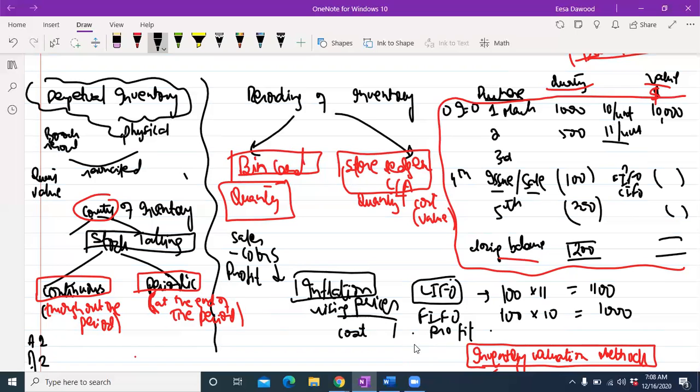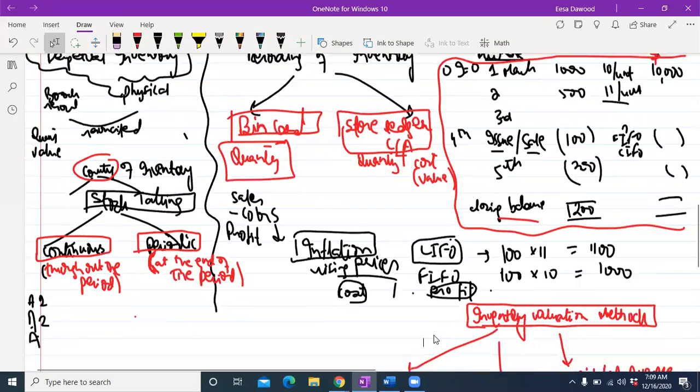the cost will be low and the profit would be up. So whichever valuation method, because of the fluctuation of the prices at the time of the issue, the storekeeper may get stuck as to which stock to issue, at the oldest price or at the latest price, and that will have an impact on the cost and on the profits as well.